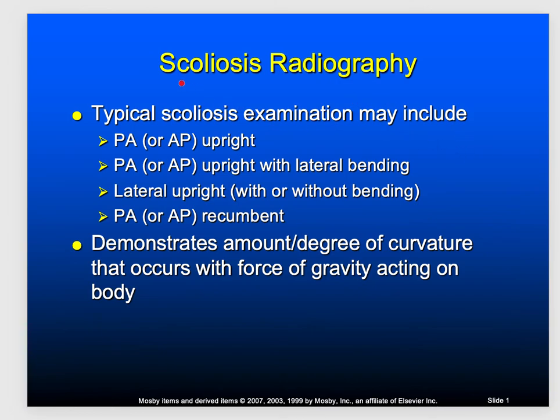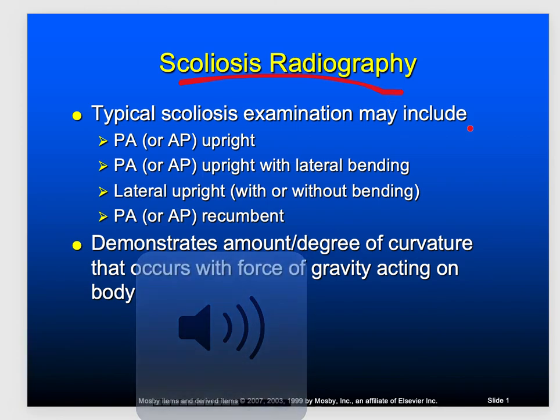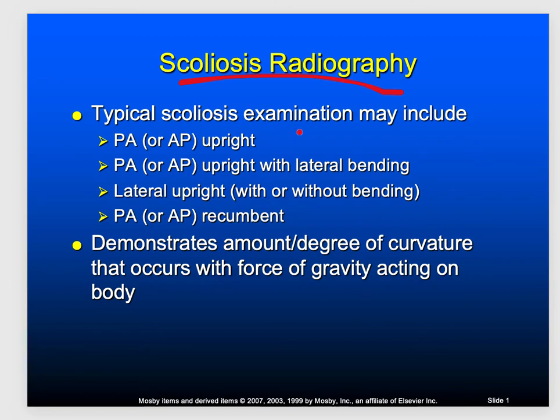All right, so scoliosis radiography. Typical scoliosis exams may include PA or AP upright, PA or AP lateral, bending views, lateral upright with or without bending, and then PA or AP recumbent. So what we're trying to do is demonstrate if there is any scoliosis, and then sometimes the amount or degree of curvature that occurs with force of gravity acting on the body. So you're always going to do them in an erect position.